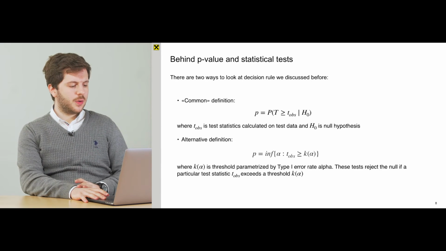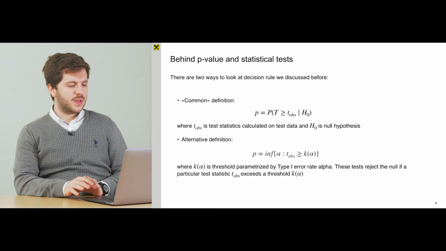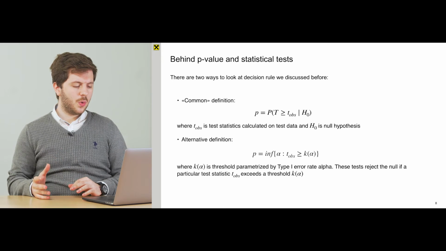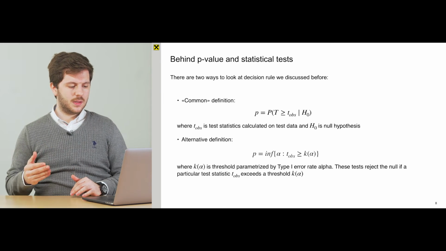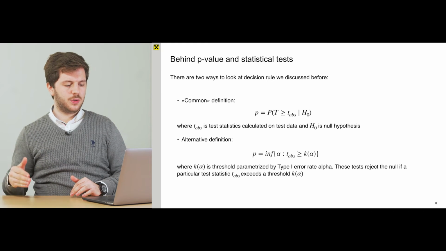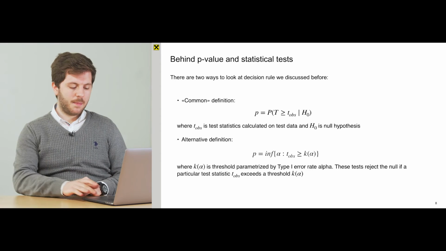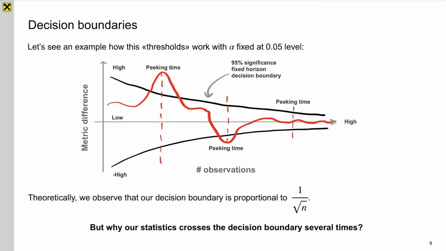And let's get back to our p-values and statistical tests and look more precisely at our second definition. We see that there is some decision threshold, K alpha. And I want to show you how this threshold looks in a real A/B testing setup. And here I want to show you how this decision boundary works, how it looks.